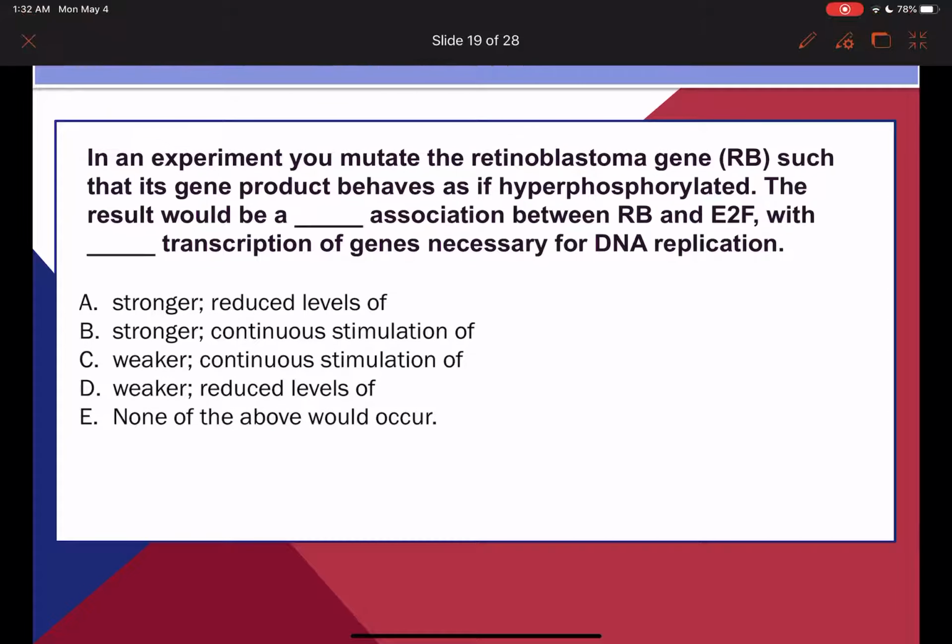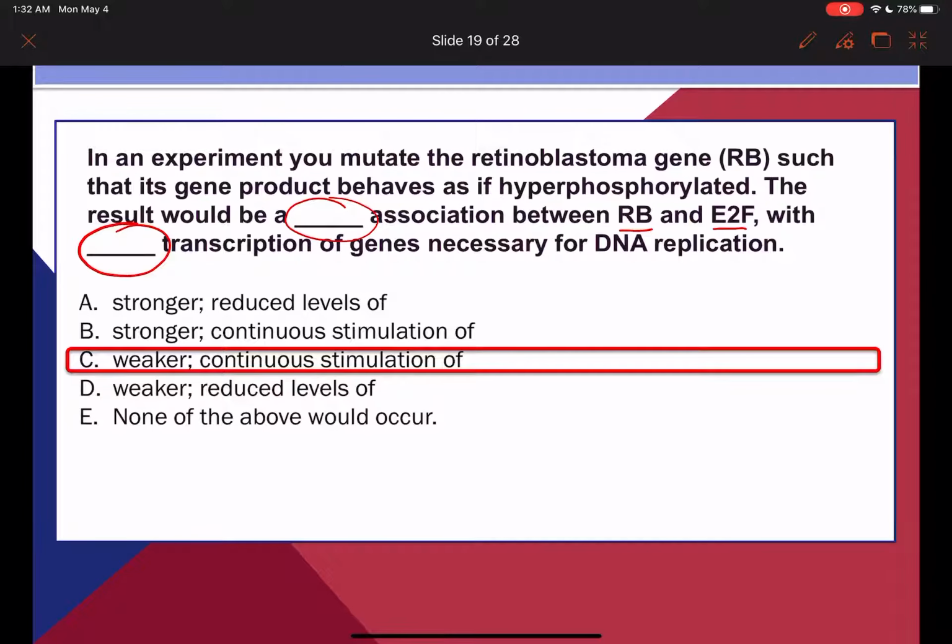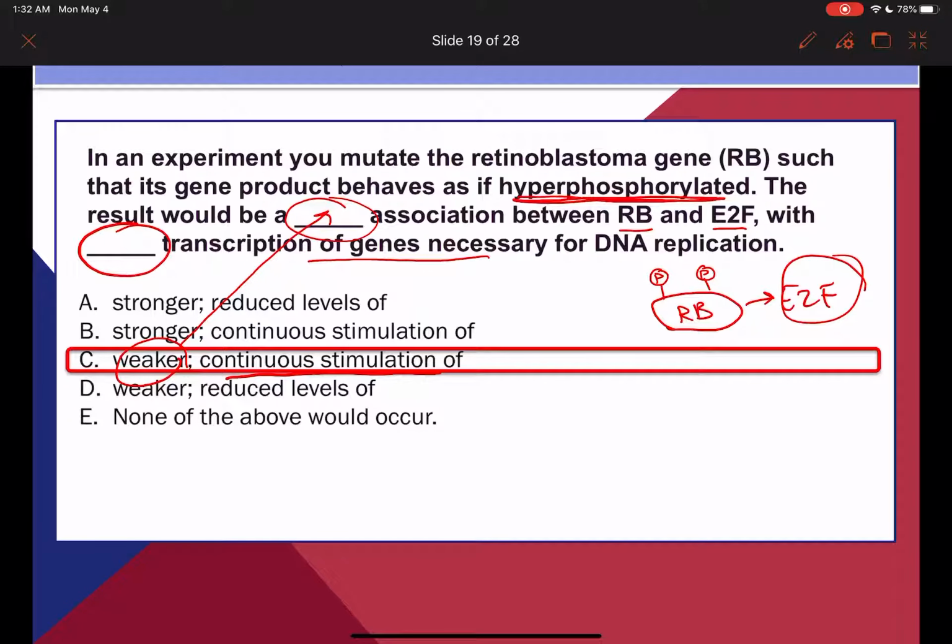In an experiment where you mutate the retinoblastoma gene, the RB gene, such that its gene product behaves as if it's hyperphosphorylated, the result would be a blank association between RB and E2F with blank transcription of genes necessary for DNA replication. It will be a weaker association between the RB and E2F, because the gene product behaves as hyperphosphorylated. Remember, RB is phosphorylated by CDKs and cyclins. If it was hyperphosphorylated to begin with because of mutation, then that's what's going to release your E2F. So that's why it's weaker, and it will cause continuous stimulation of transcription of genes necessary for DNA replication, because now you have a continuously released E2F in the cell.